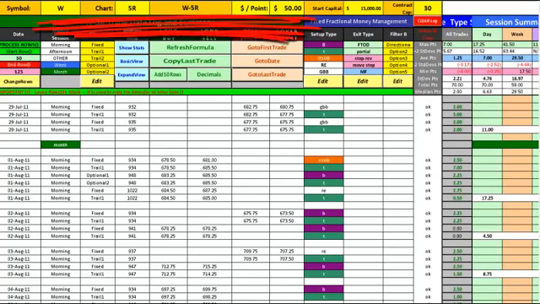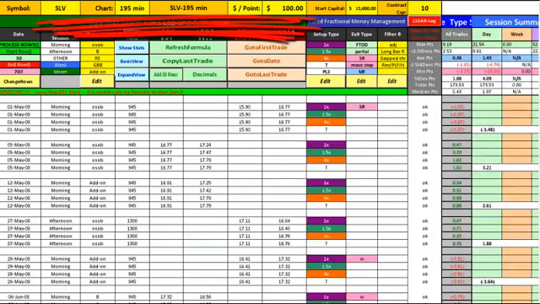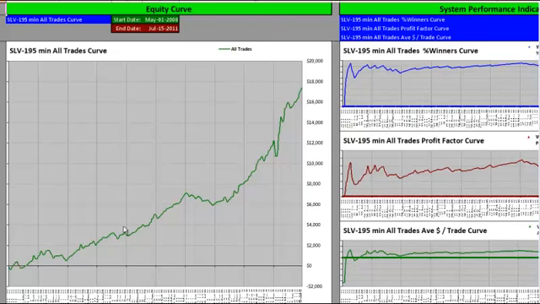Here you can see wheat futures. Here's a Euro USD 5-minute chart, and even stock and options traders. This is an SLV ETF, a silver ETF. I'm tracking a 4-position approach, and you can see by the equity curve I'm pretty happy with it.